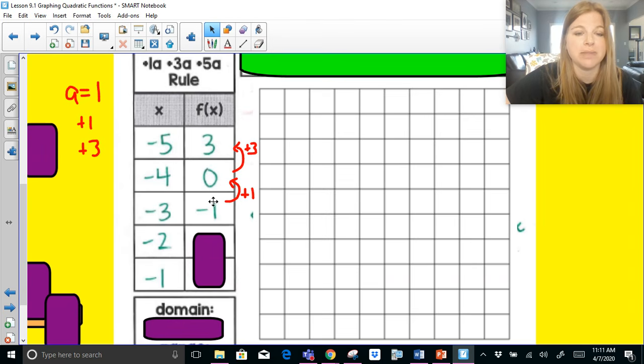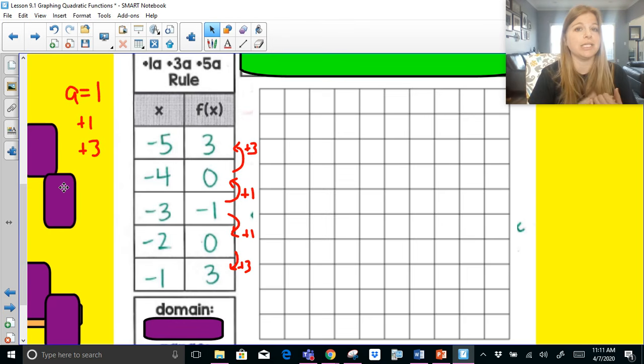And I just do the same thing. I just repeat it down here. So I add 1, and then I add 3. So plus 1, and then take that 0 and add it to 3. Now, this is a really quick way to fill in the table, and I strongly recommend you to do it.